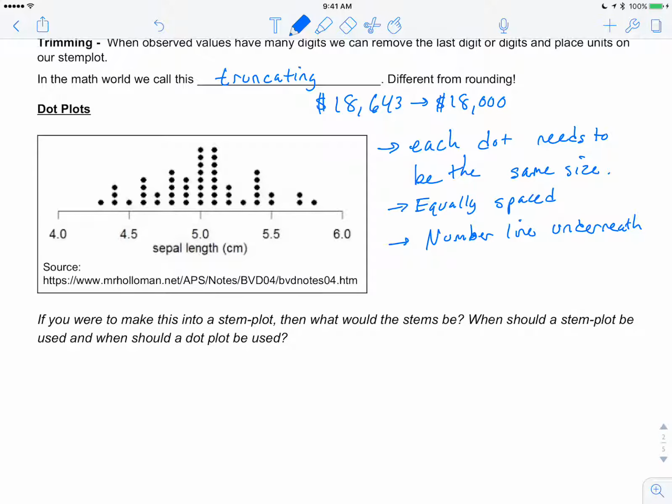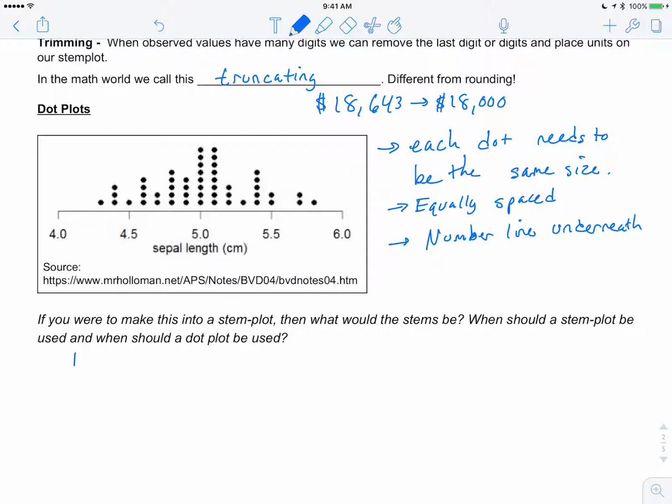Next question. If you were to make this into a stem plot, then what would the stems be? When should a stem plot be used, and when should a dot plot be used? This is a good question because some students don't really get when to use what. If you look at these numbers, a lot of them are between 5 and 5.5. Could be 5.1, could be 5.2. It becomes more difficult to use a stem plot with those smaller numbers, and a dot plot might be better.